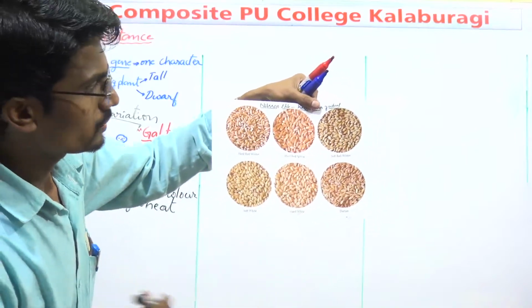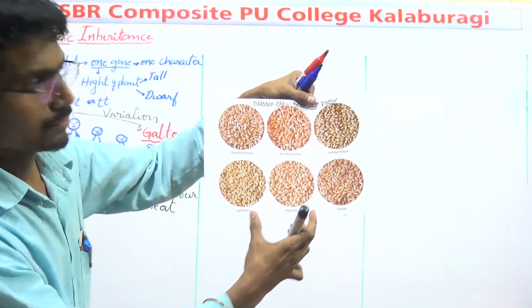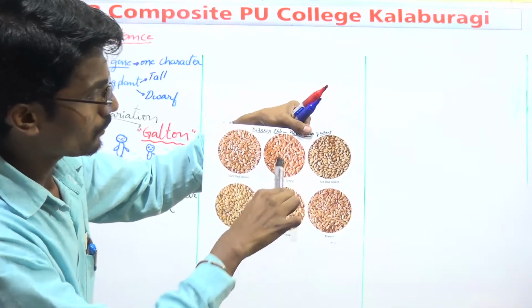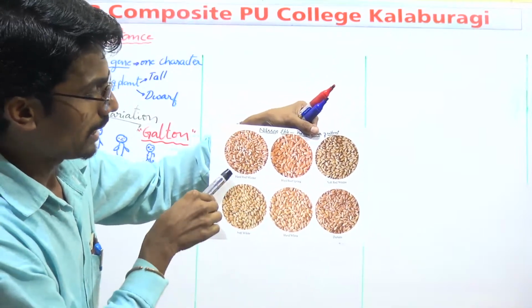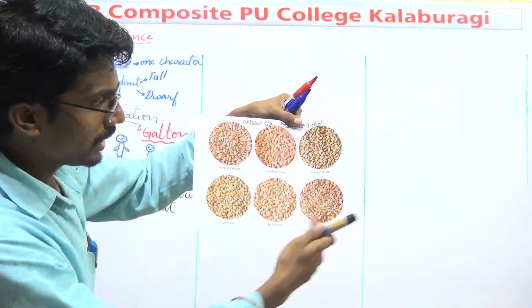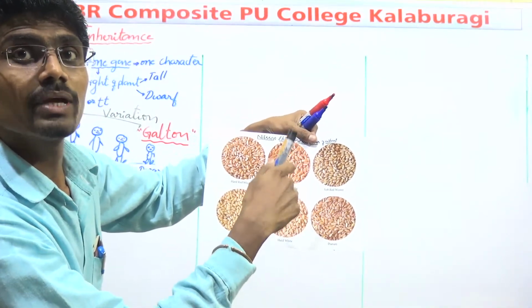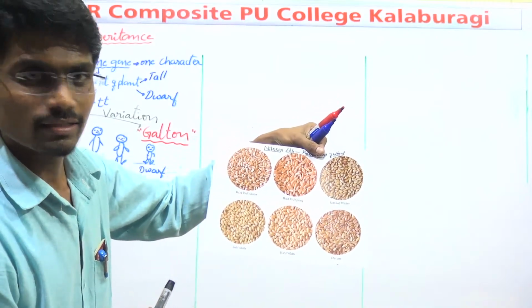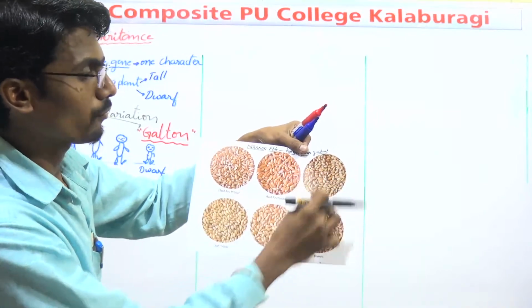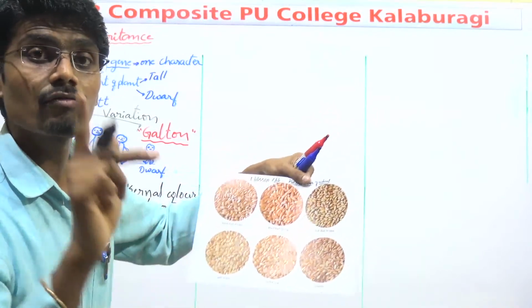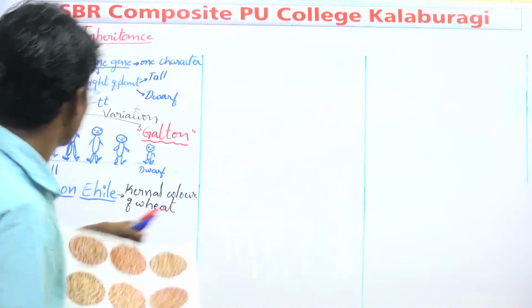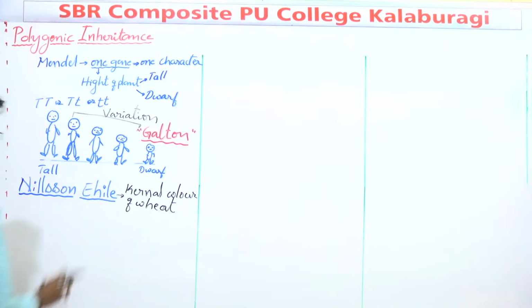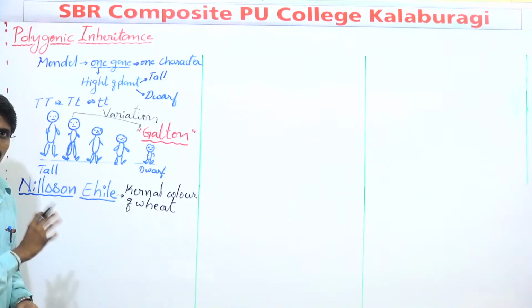These are the wheat. In this wheat, there are 6 groups, but the color of each wheat changes. These are totally reddish in color, and these are light in color, isn't it? And this variation in seed color is mainly influenced by what? Polygenic inheritance. This kernel color of wheat was explained by the first scientist, his name is Nilsson-Ehle.